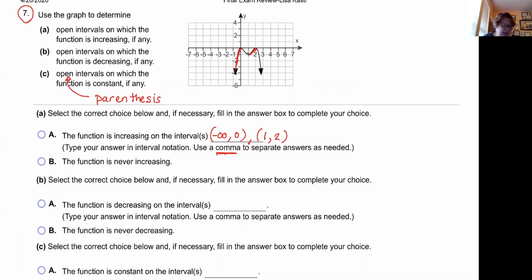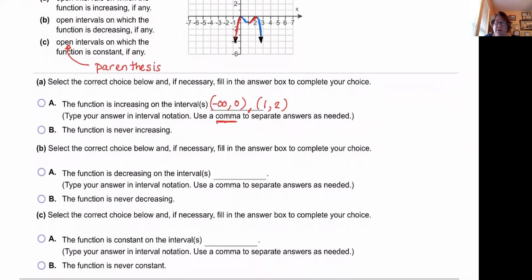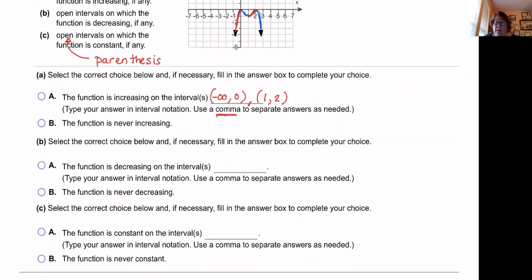All right, where is this function decreasing? Well, it looks to me like it's decreasing from 0 to 1. Let's highlight that in blue. And it also looks like it's decreasing to the right of 2. So where is this function decreasing? Well, it appears to be decreasing from 0 to 1. Use a comma to separate those two intervals, and from 2 to infinity.